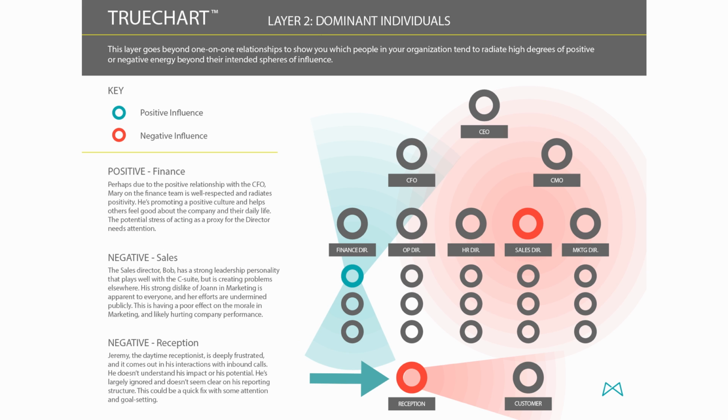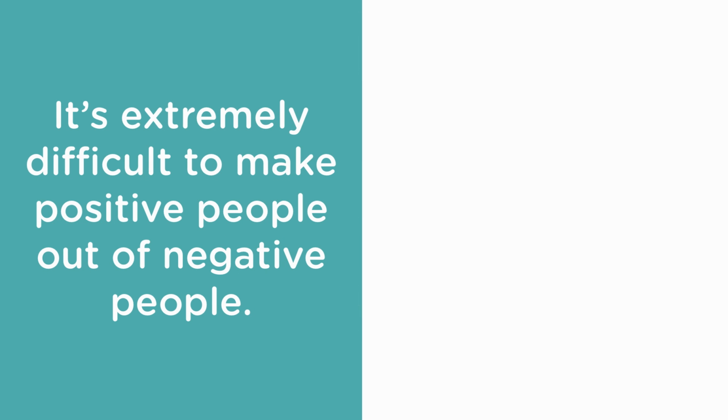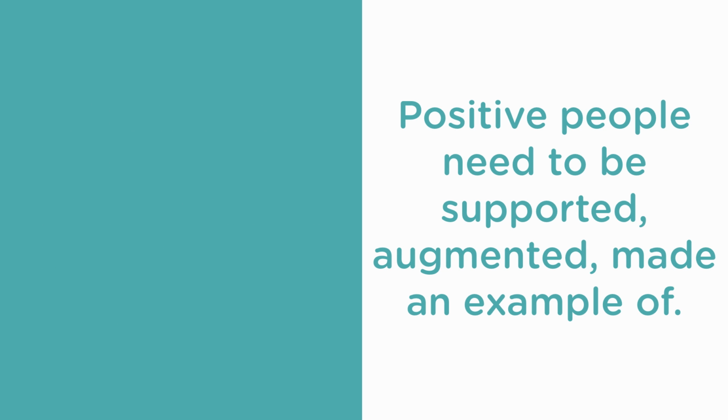And then you see that Jeremy or whatever in reception, he's just a quiet guy, and he's really unhappy. So he's easy to ignore, but he's really actually a very dominant individual. It's extremely difficult to make positive people out of negative people. When you've got a positive person in your organization, they need to be supported, augmented, kind of made an example of.